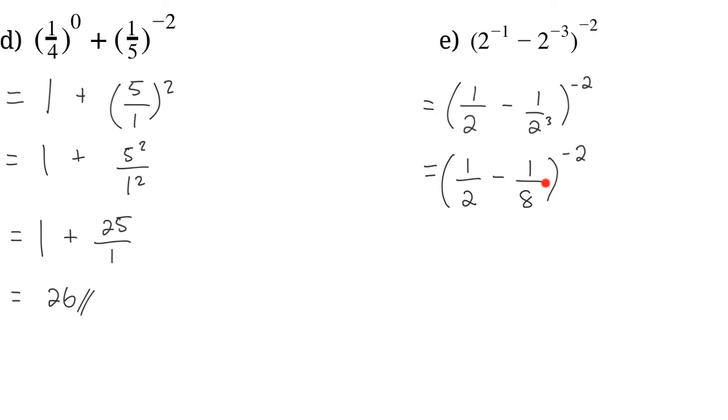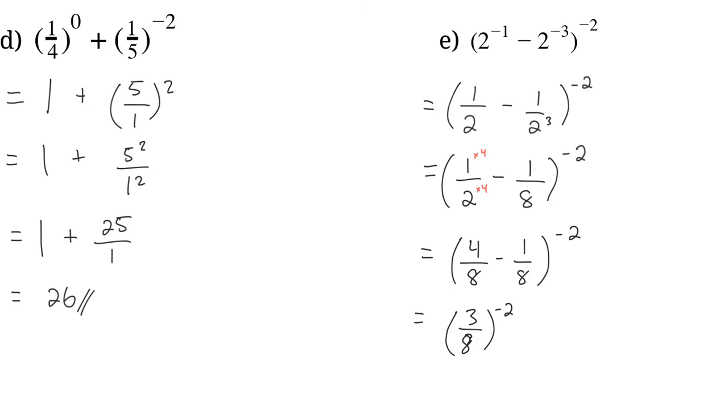And I need to subtract these two fractions in the brackets here. So I need to have the same denominator. So we can multiply this whole first fraction, 1 over 2, by 4. So I get a denominator of 8. So that's going to be 4 over 8 minus 1 over 8. I'm going to put that in brackets because that's all to the power of negative 2. And 4 over 8 minus 1 over 8 is just 3 over 8, to the power of negative 2.